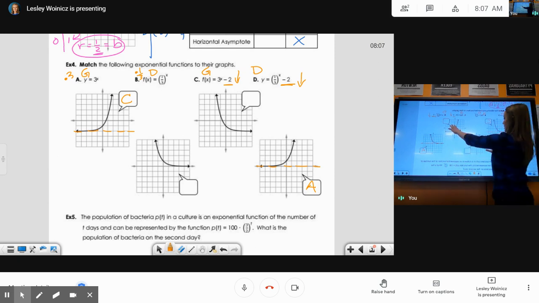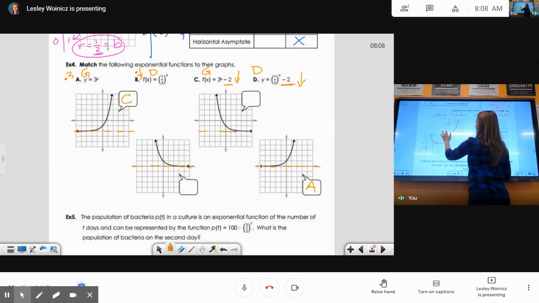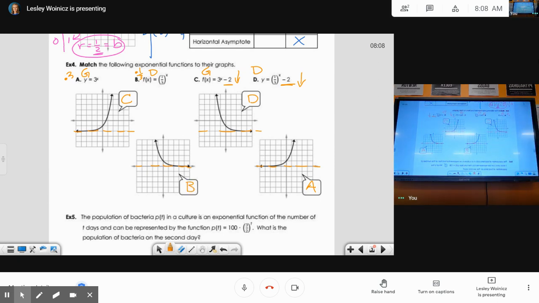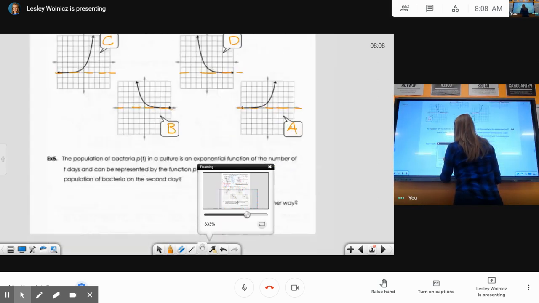Okay, look at B and D. So they're almost the same, except this one is not shifted, and this one is shifted down. So this has to be D, and this has to be B. Okay, if you need help with that, come talk to me. Okay, almost done.